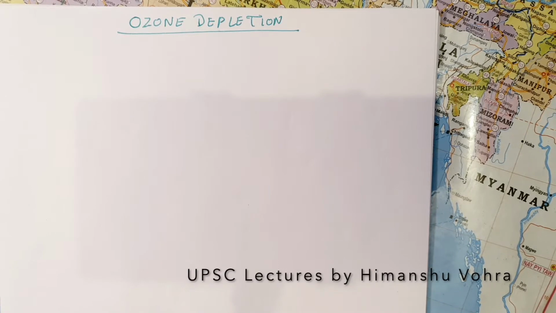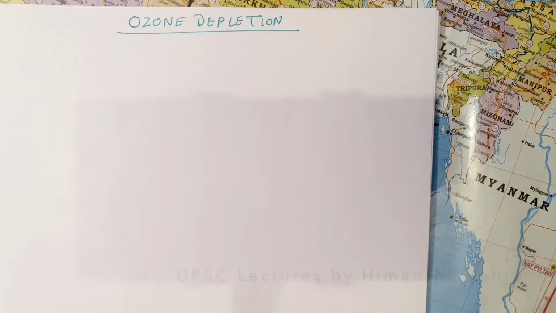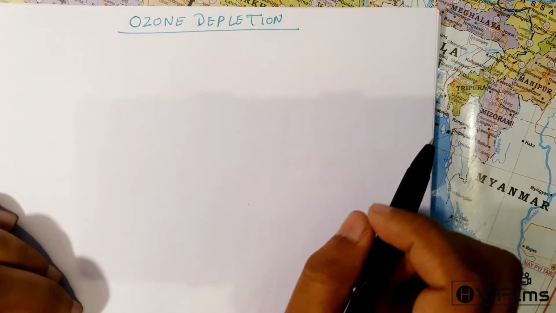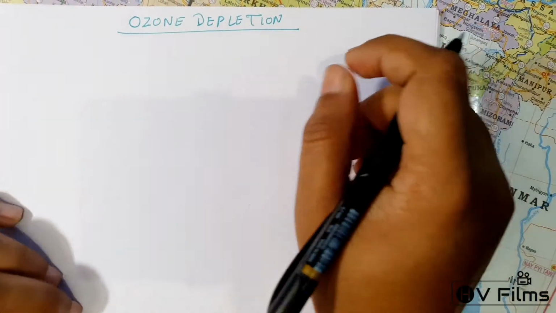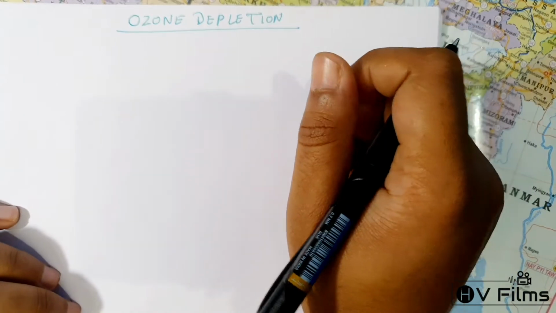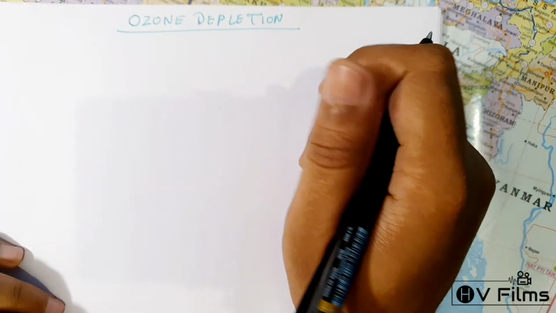Hi, so we're going to discuss ozone depletion now. At the very beginning, we need to understand the ozone gas first. Ozone is a natural gas. It is found in two different layers of the atmosphere.